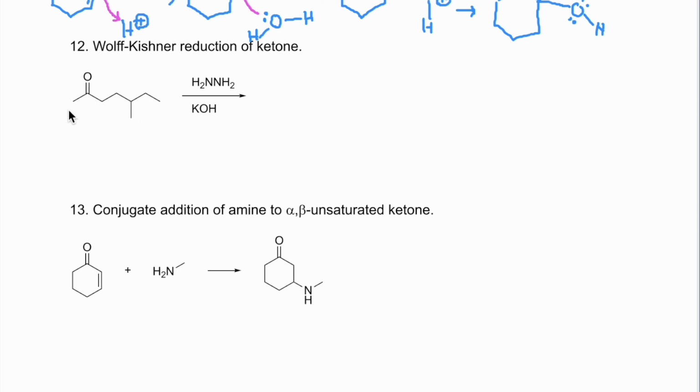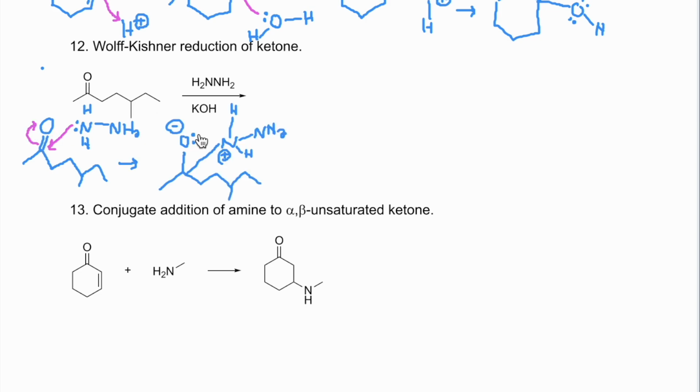All right, let's show the Wolff-Kishner reduction of a ketone, which is somewhat related to this imine formation. It, according to your textbook, has the first step as form the hydrazone in the normal way. So let's go ahead and draw what that looks like. So we'll have this nitrogen come in and attack the oxygen. So again, that results in a negative oxygen and a positive nitrogen. We need a proton transfer to fix that.